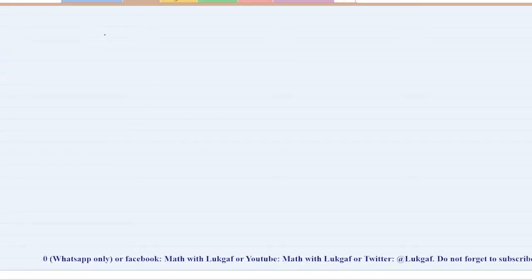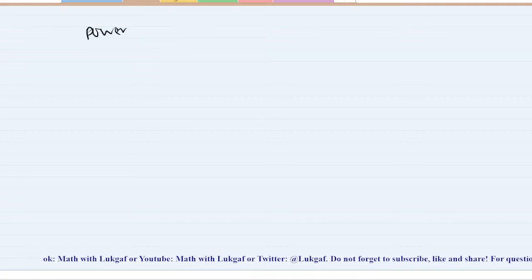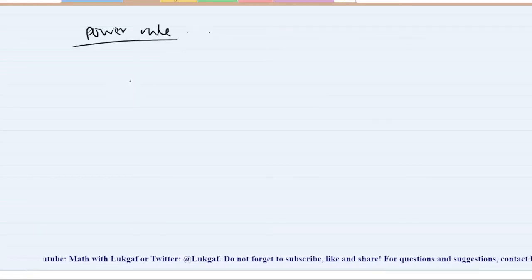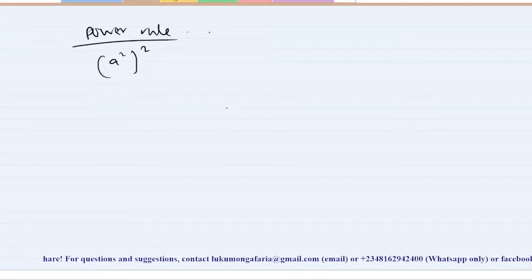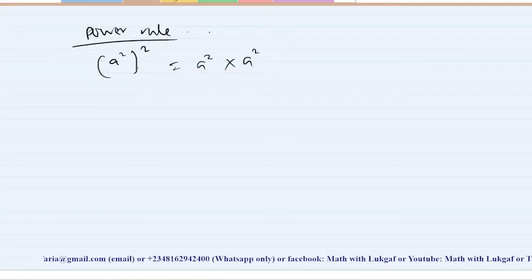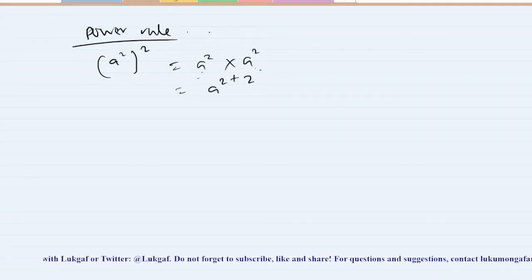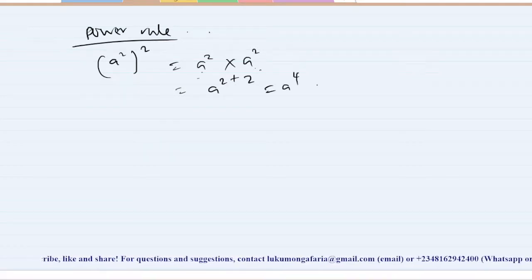So the next rule I'm going to consider is the power rule. So what does that entail? Let me give you an example. Suppose I have something of this nature: a raised power 2, everything raised power 2. It is the same thing as a raised power 2 times a raised power 2. That is a raised power 2 multiplied by itself, 2 times. And by your multiplication rule, when you have the same base, you add the indices. So that's going to give you a raised to power 4.